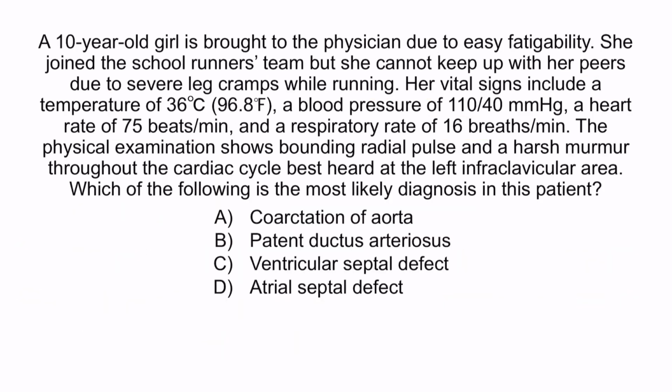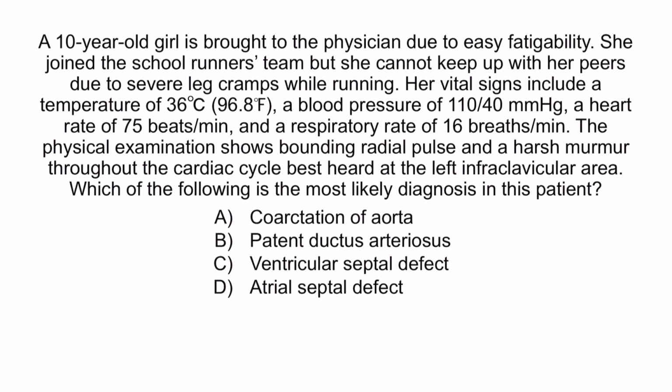Let's end our lecture with a board-style question. A 10-year-old girl is brought to the physician due to easy fatigability. She joined the school runners team, but she cannot keep up with her peers due to severe leg cramps while running. Her vital signs include a temperature of 36 degrees Celsius, a blood pressure of 110/40, a heart rate of 75, and a respiratory rate of 16. The physical exam shows bounding radial pulse and harsh murmur throughout the cardiac cycle best heard at the left infraclavicular area. Which of the following is the most likely diagnosis in this patient?